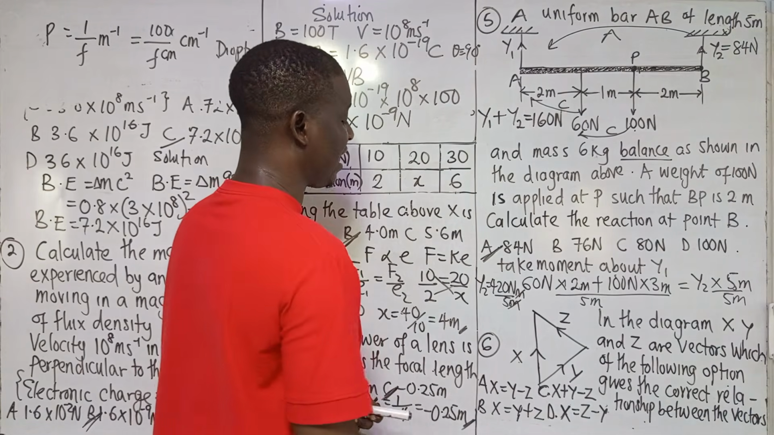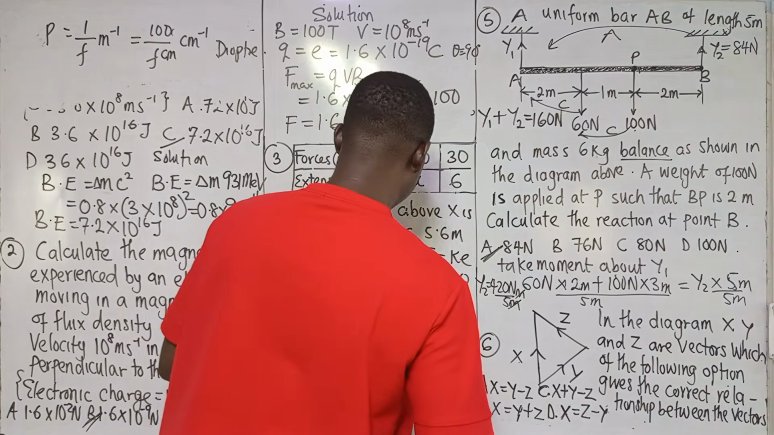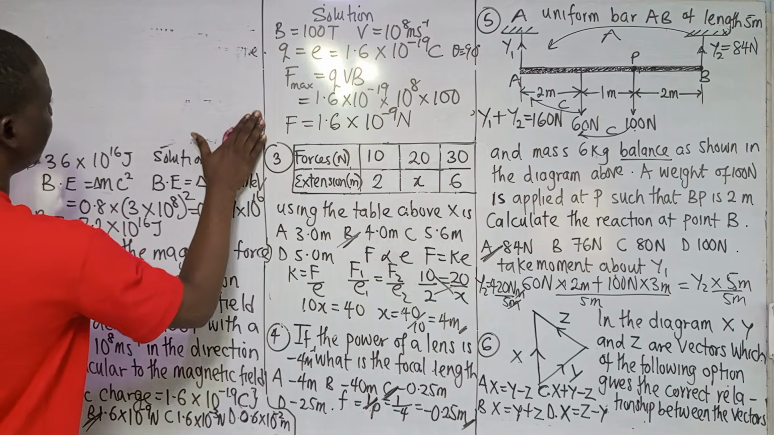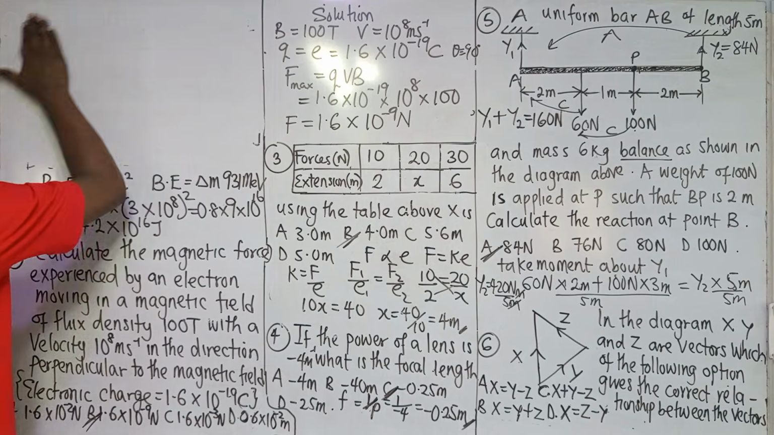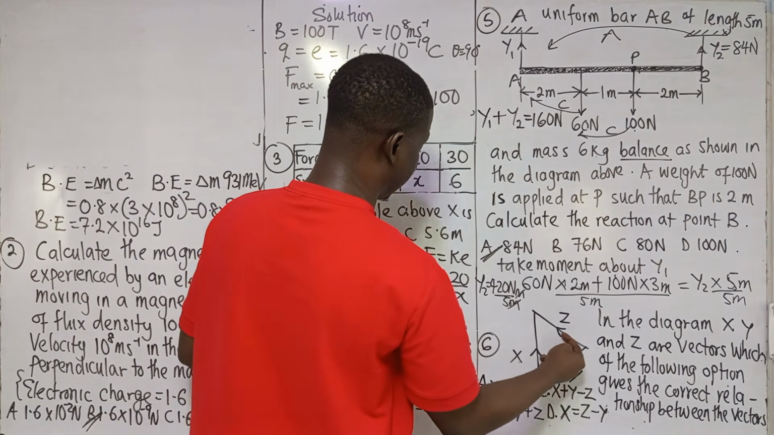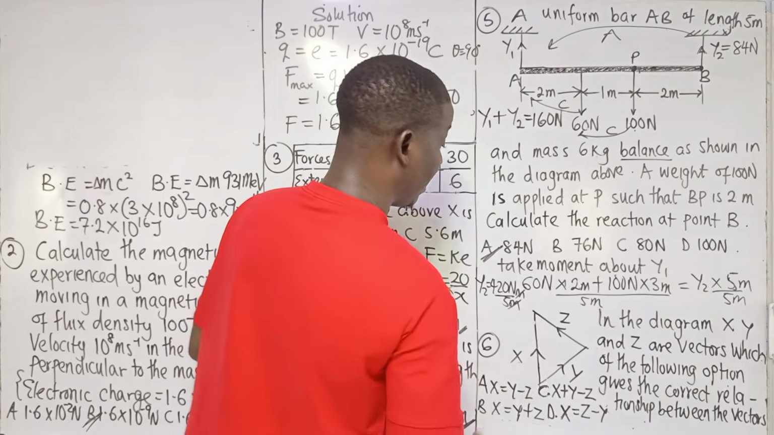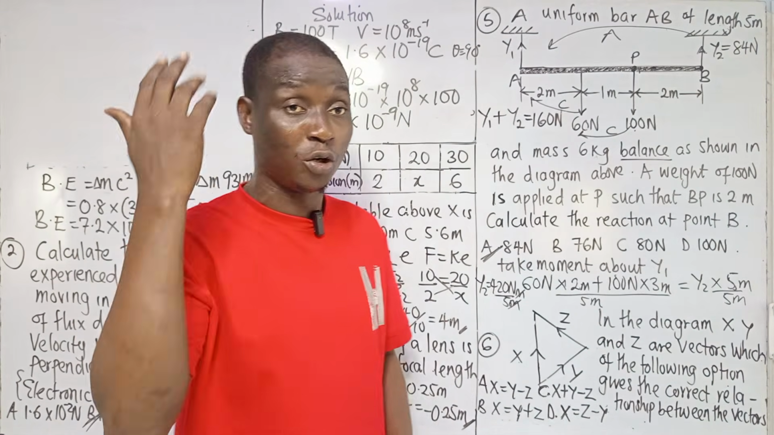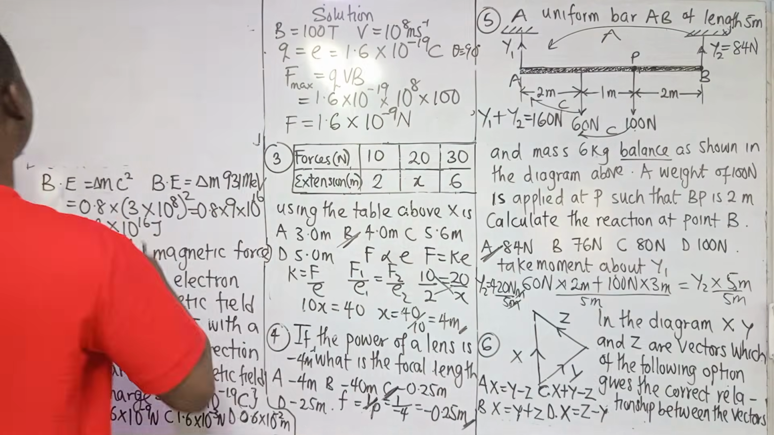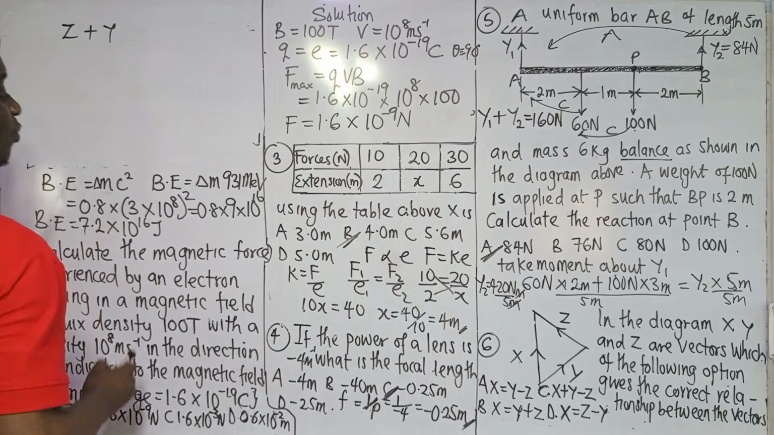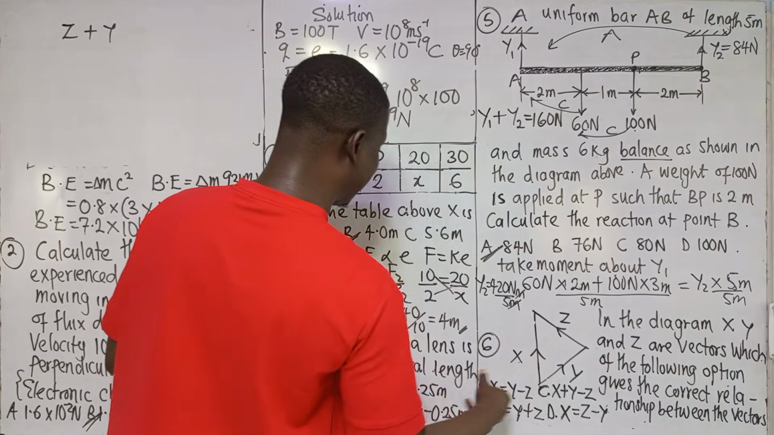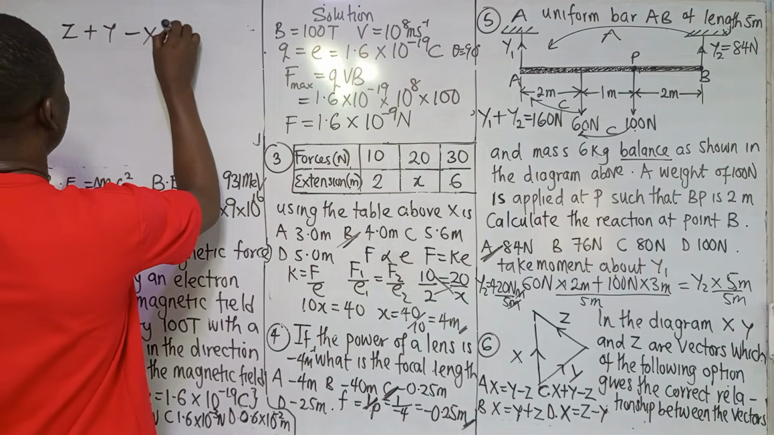Now, let's solve the last question. The last question is very easy. If you want to solve this last question, ask yourself, which direction is X going and which direction is Y going? You must ask yourself that question. Because Y is going in the same direction as Z. And when two vectors are going in the same direction, we add them together. When they are going in opposite direction, we subtract. So Z will be added to Y, and this X is against the two direction, which is minus X equal to 0.